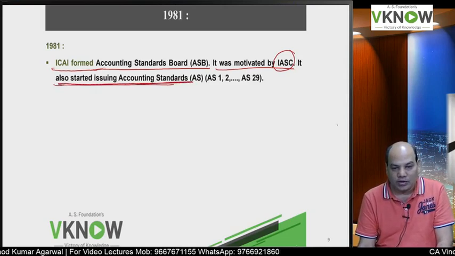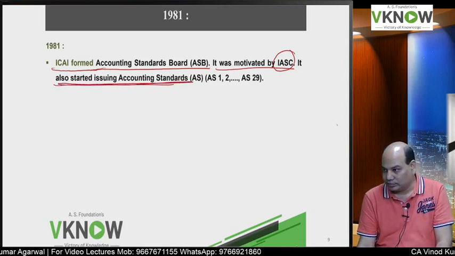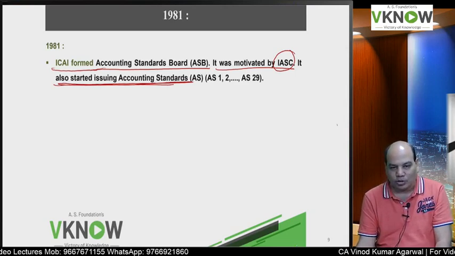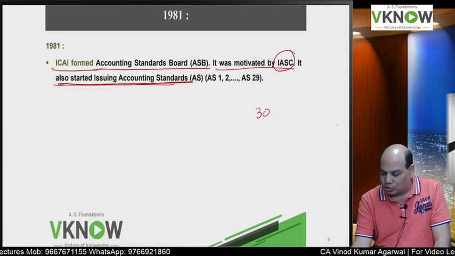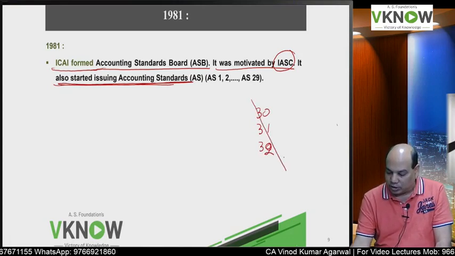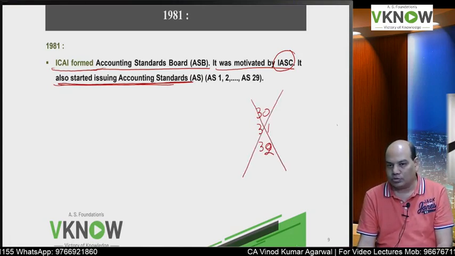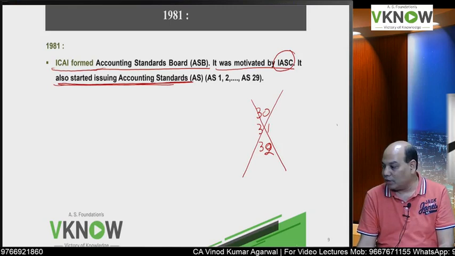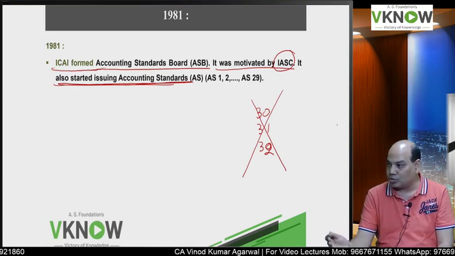How many standard ASB have issued? Do you know that? Intermediate, what was the last standard? Group 2, AS29. But you may not be knowing, they had also issued AS 30, 31 and 32, which later on they have withdrawn. So these three standards were on financial instrument, very complicated. India was not yet ready for adopting such complicated standards, so they have withdrawn it.